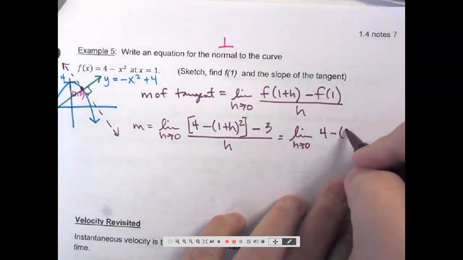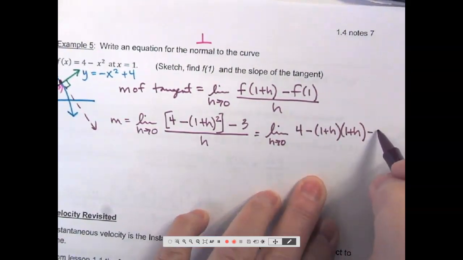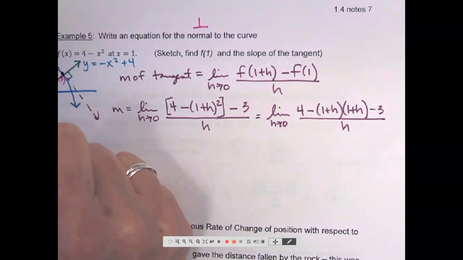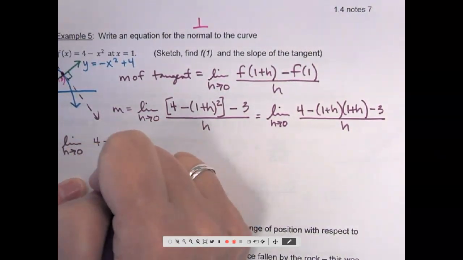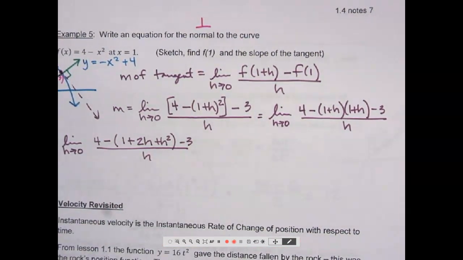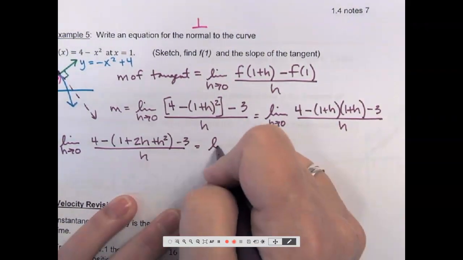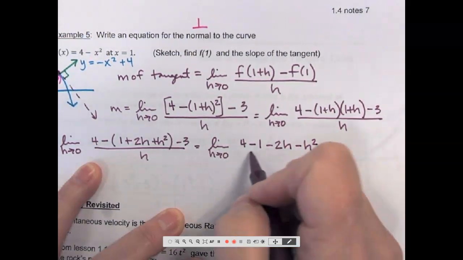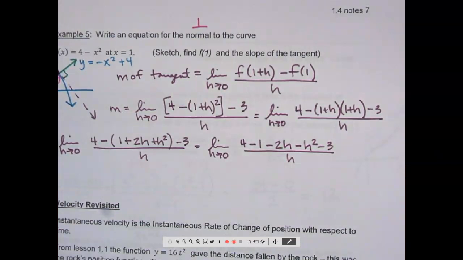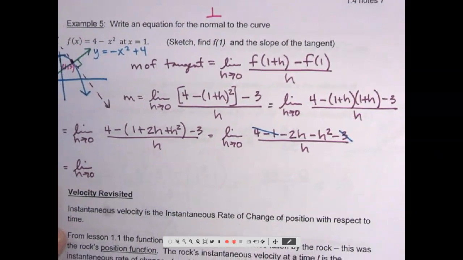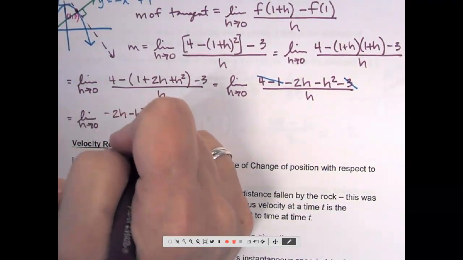Okay, so I have 4 minus (1 plus h) squared, minus 3, over h. Okay, limit as h approaches 0 of 4 minus (1 plus 2h plus h squared) minus 3 over h. I'm going to distribute that negative: 4 minus 1 minus 2h minus h squared minus 3 over h. Okay, good news. 4 minus 1 is 3, minus 3 cancels. So what's left is the limit as h approaches 0 of negative 2h minus h squared over h.